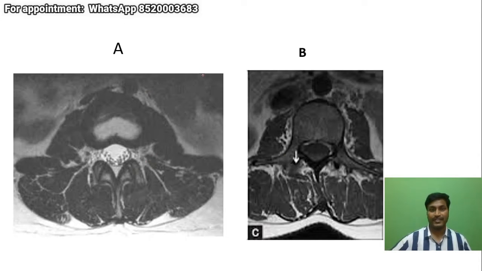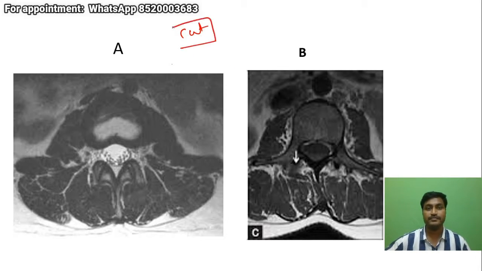Now, A and B: which one is the T1 weighted image, and which one is the T2 weighted image? First tell me which cut it is, axial or sagittal. Second, what is A, a T1 weighted image or a T2 weighted image? I want these answers.